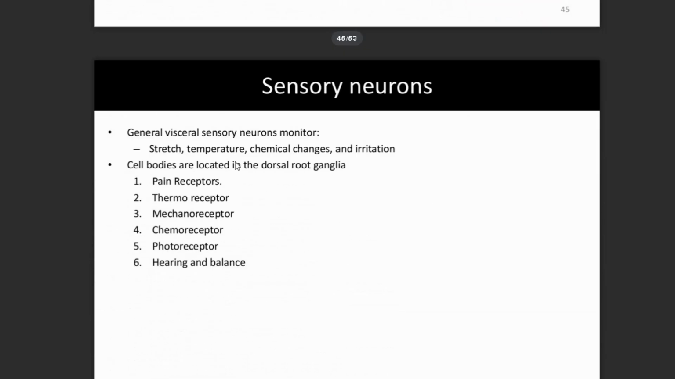General visceral sensory neurons are present in our viscera. They are sensory in nature. They monitor the stretch, temperature, chemical changes, and irritation of that organ. Cell bodies are located in the dorsal root ganglia. The receptors include photoreceptors, thermoreceptors, mechanoreceptors, chemoreceptors, and those for hearing and balance.